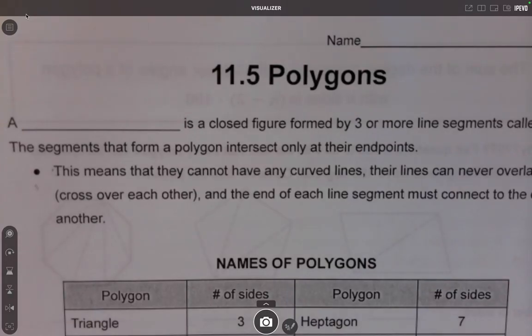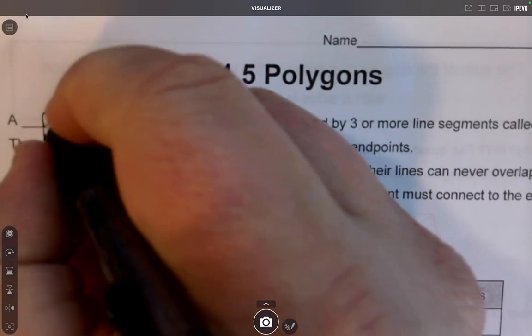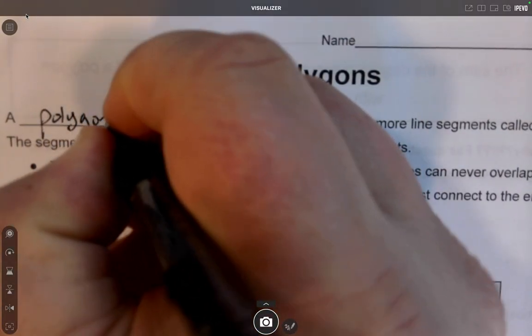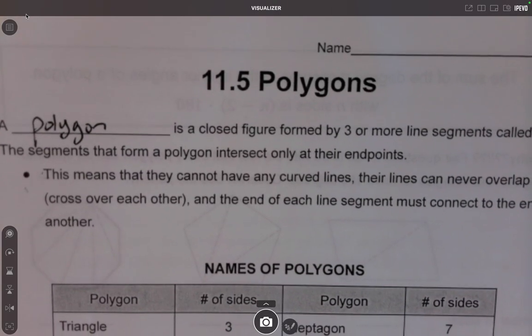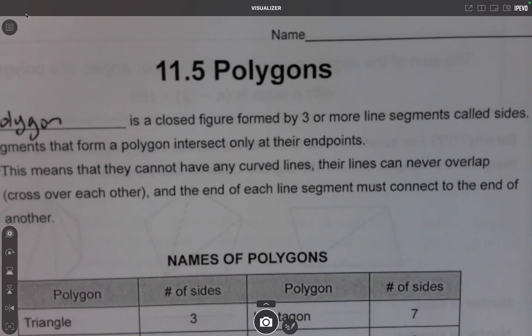Chapter 11, Section 5. If I remember correctly, we've dealt with triangles, we've dealt with quadrilaterals. Now we deal with a more general term, which is polygons. Poly means many, and so this is things that can have multiple sides and different numbers of sides. So a polygon, by definition, is a closed figure formed by three or more line segments called sides.